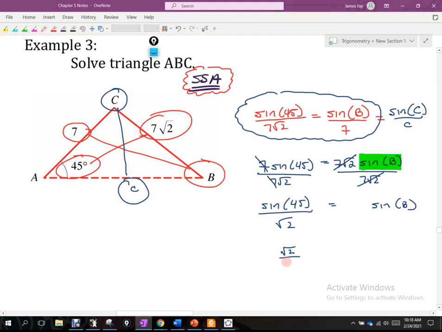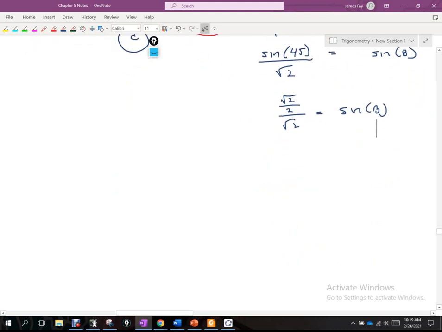Sine of 45 is actually radical 2 over 2. If I put that over radical 2, I'll get sine of b. Does anybody know what radical 2 over 2 divided by radical 2 is? 1/2. So you get 1/2 equals sine of b. Does anybody remember the angle b that generates a comparison of opposite divided by hypotenuse of 1 over 2? Sine of 1/2 is 30.